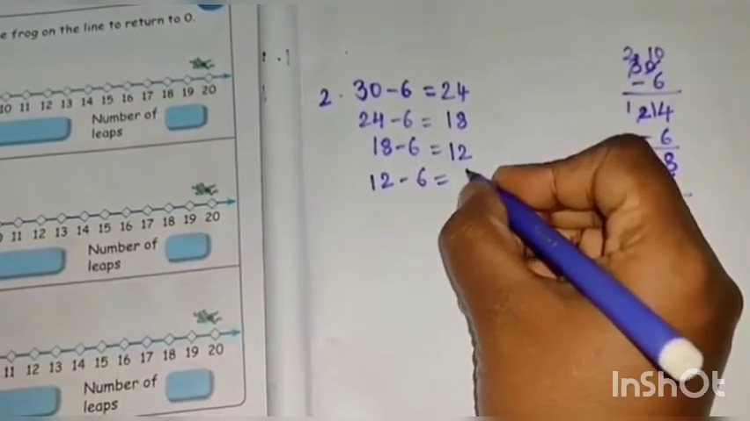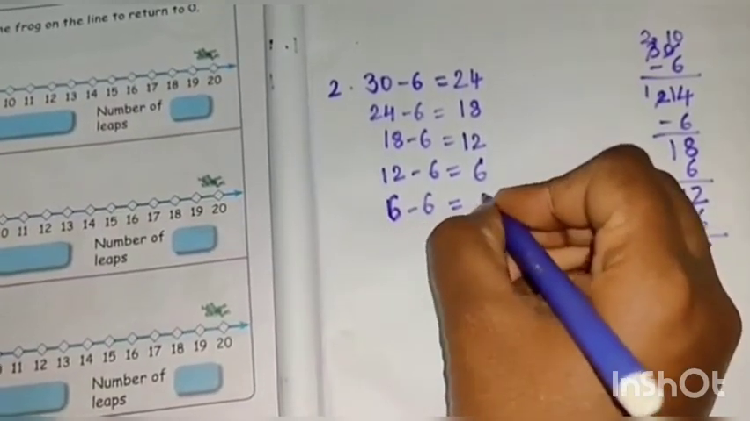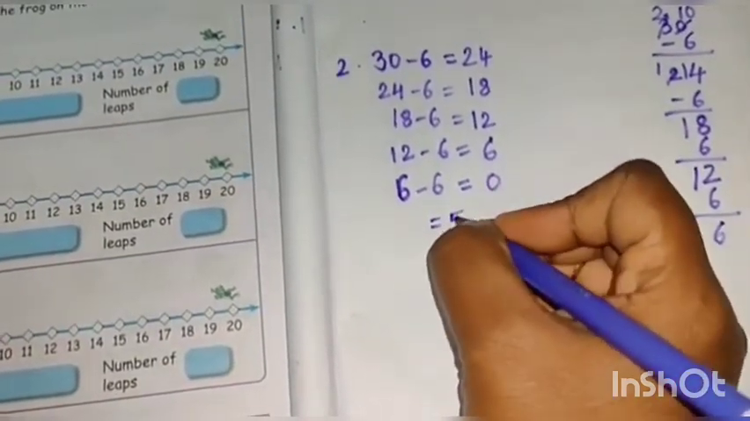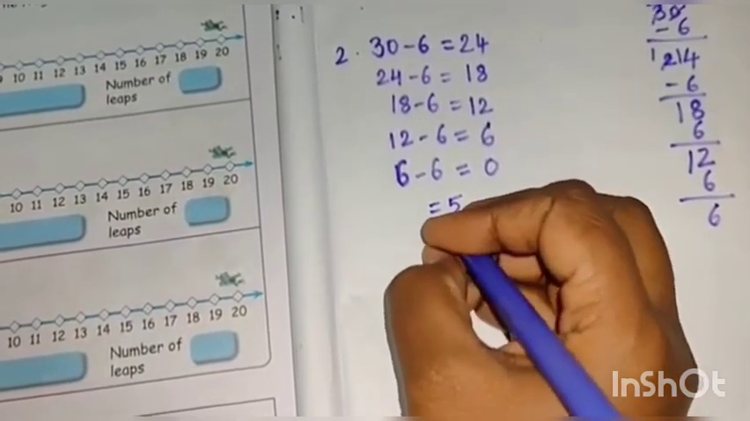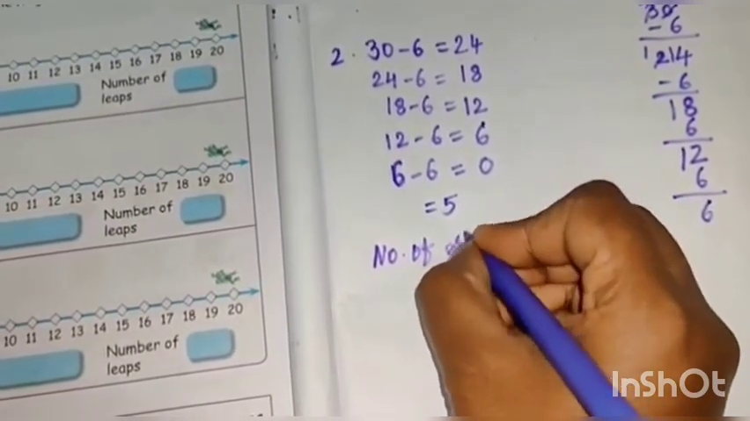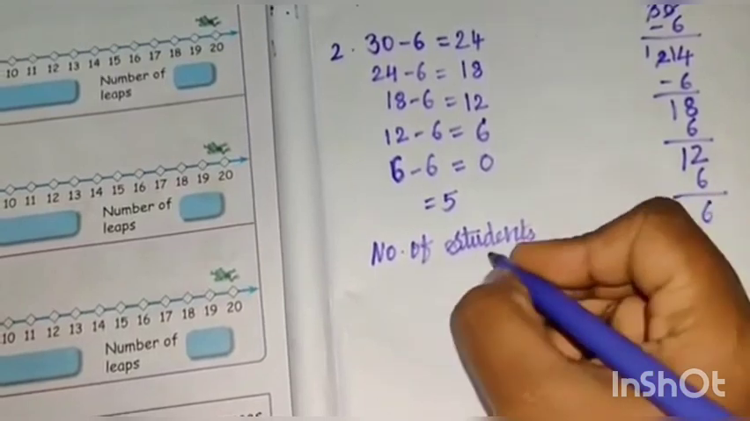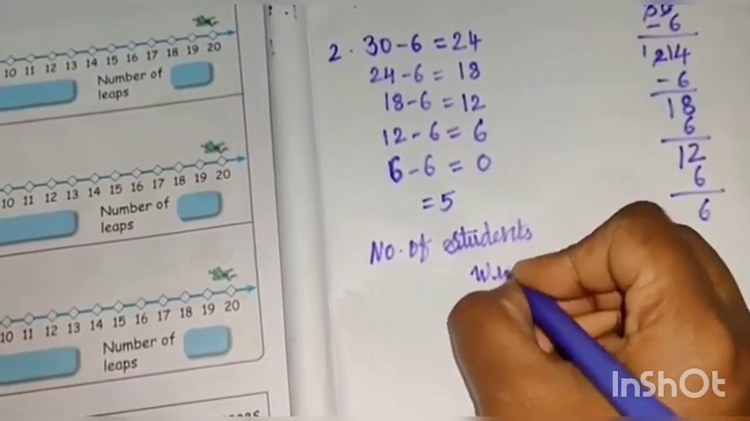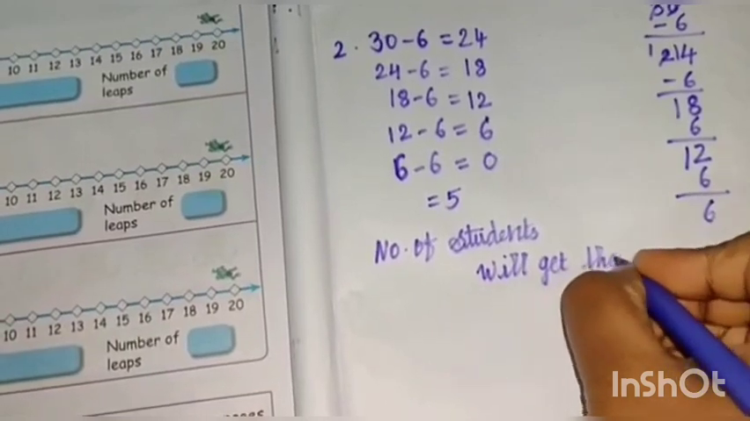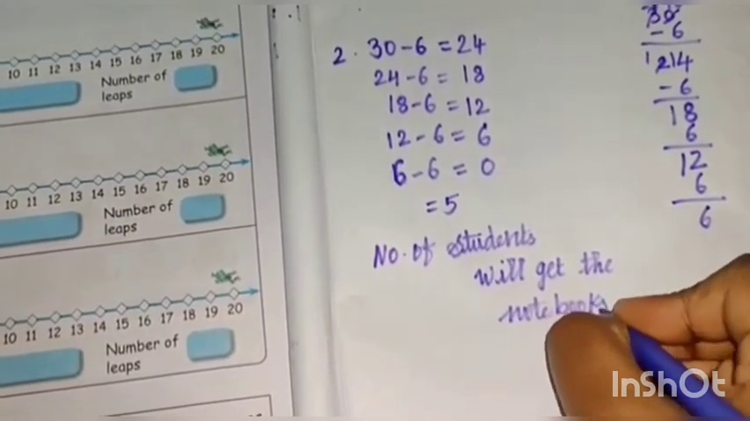Twelve minus six is six. Next, 6 minus 6 is 0. Up to 0 we want to subtract 6. How many times have we subtracted? 1, 2, 3, 4, 5. 5 times we have subtracted 6. So the answer is 5. The number of students who will get the notebook is 5, because 5 times we have subtracted 6 from 30.